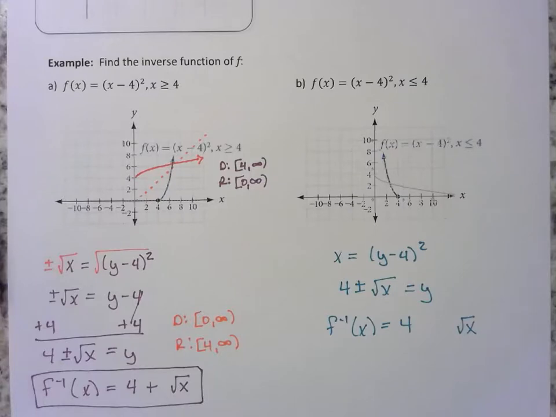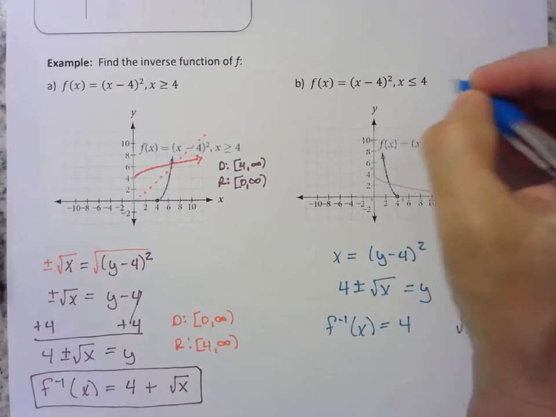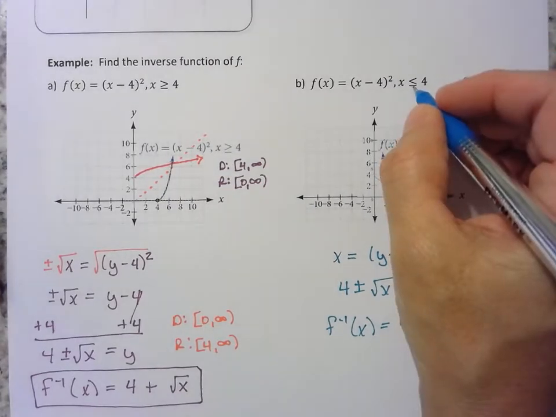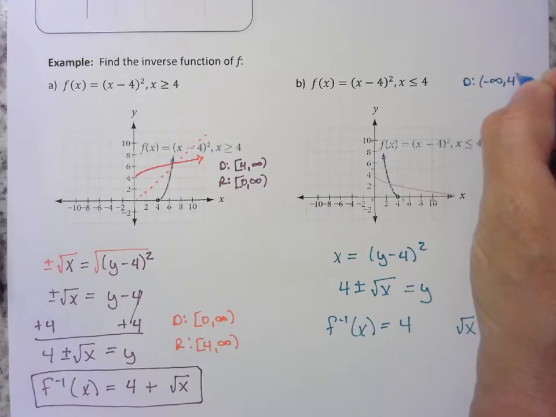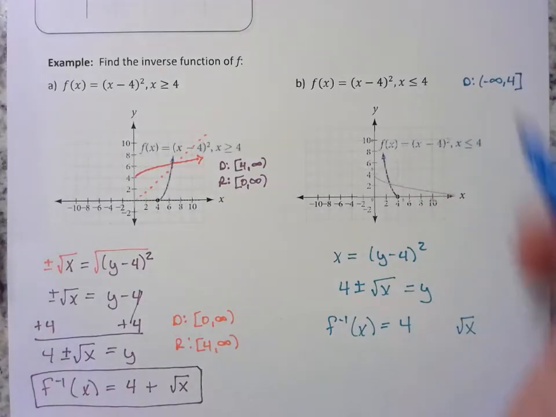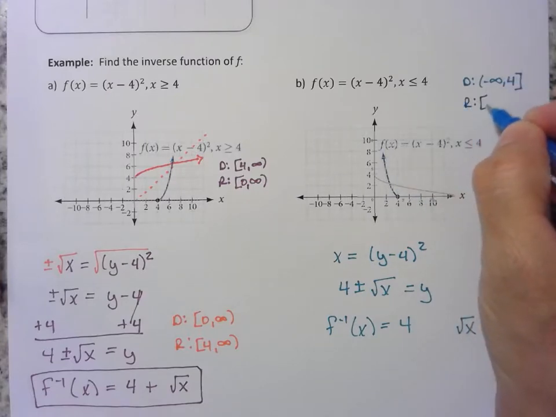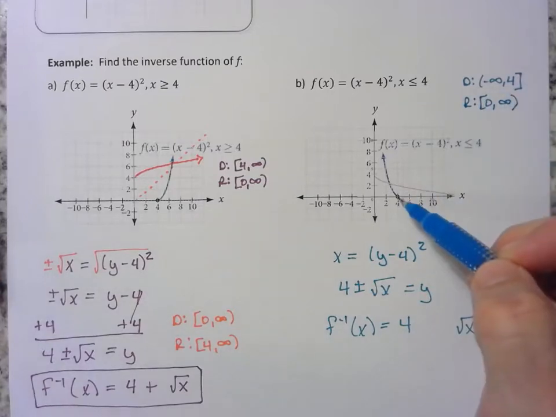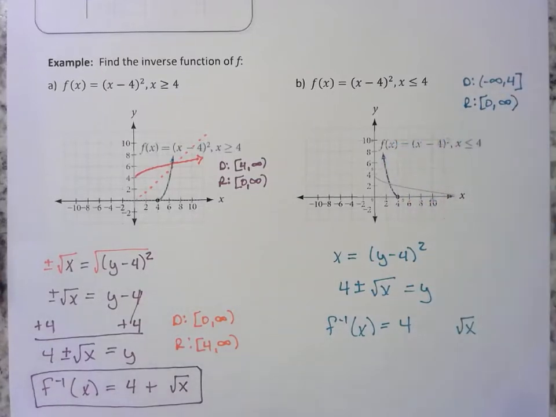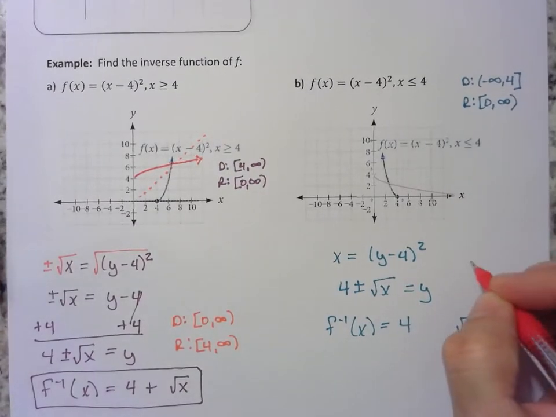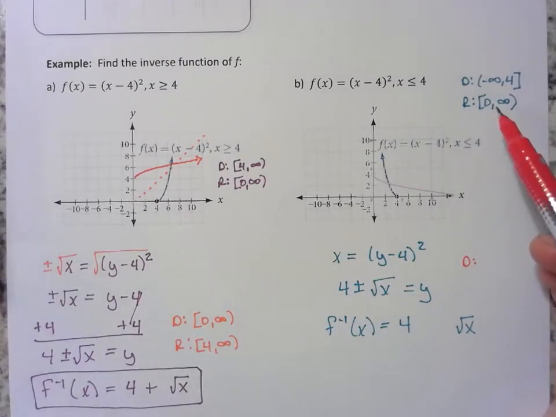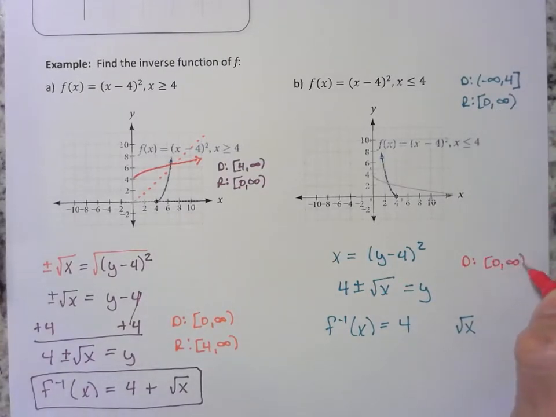Well, this time, the domain of the original function was less than or equal to 4. So negative infinity to 4, including the 4. And what was the range of this original function? The range starts at 0 and still goes to infinity, right? Starts at 0, goes forever up. So when we get down here to our inverse function, the domain becomes the range of the original, and the range becomes the domain of the original.